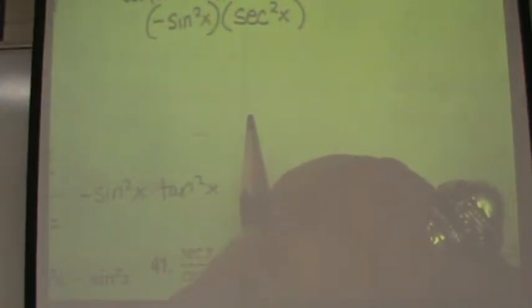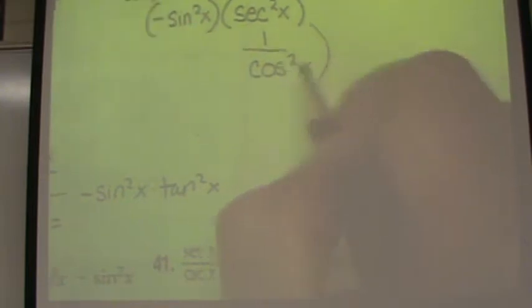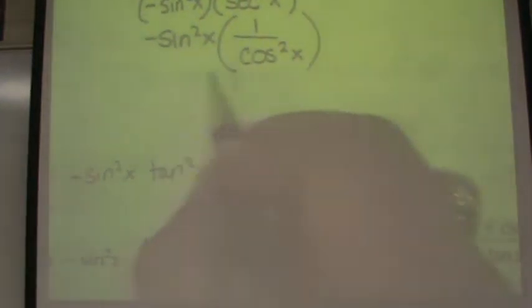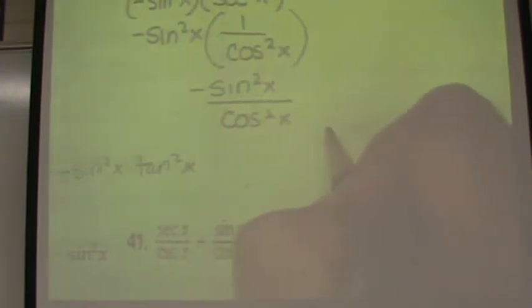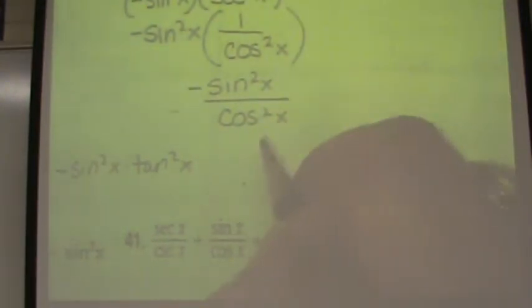Next, anyone see something? What's that equal to? 1 minus secant squared. Yeah. Okay. How about that? Don't make it harder. And then what's this equal to? Negative sine squared x over cosine squared x. And what's that equal to? We're done. Negative tangent.